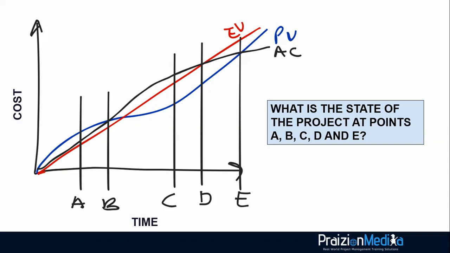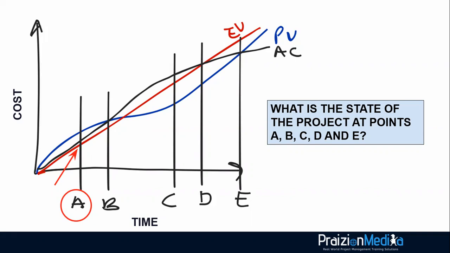What do you think about point A? I'll give you a few seconds to decide. At point A, you can see the earned value line, which is the red line, is below both the planned value and the actual cost line. And that means this project is performing badly in terms of schedule and in terms of budget.